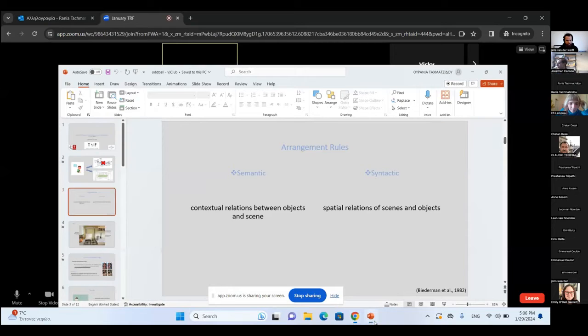So, what I was saying is that the arrangement of the objects in the world is not random. It follows a few rules. These rules have to do with the contextual relations between the objects and the scenes they are found in, and these are semantic rules. And there are also some rules about the spatial relations between scenes and objects, and these are the syntactic rules.